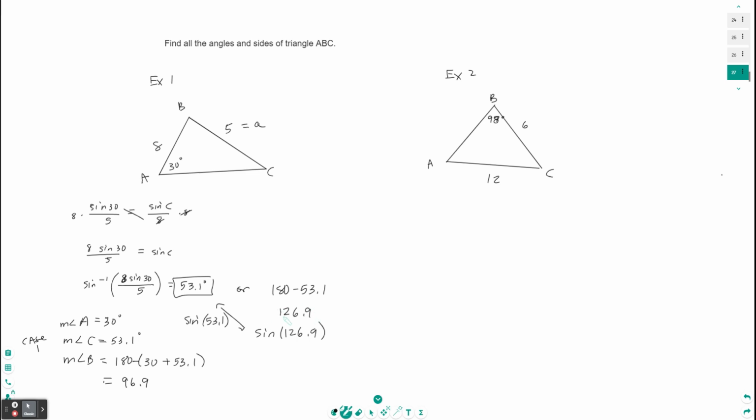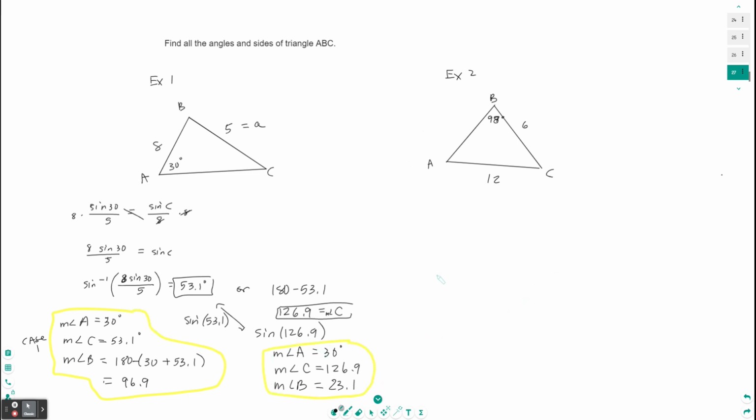Okay, so if that is the angle for C, then what would be the angle for B? So again, we're going to write measure of angle A is 30 degrees. Measure of angle C is 126.9. And again, you're going to subtract both of these from 180. And we get 23.1. All right, if you look at the angles in both these cases, there are no issues. So both of these cases work, and so we have two solutions.